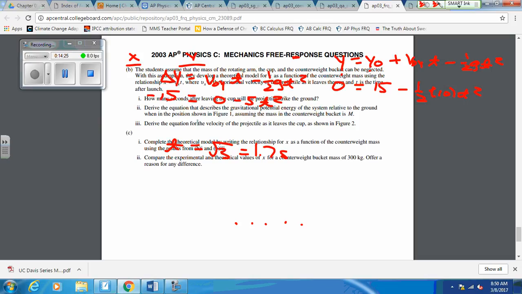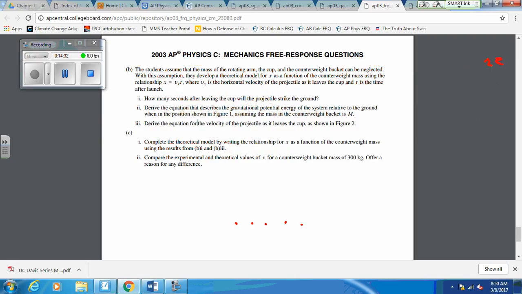Write an equation that describes the gravitational potential energy of the system relative to ground when it is in the position shown in figure 1, assuming the mass in the counterweight bucket is m, and then derive the equation for the velocity of the projectile as it leaves the cup as shown in figure 2. Okay. So reading this, I know I'm going to have to go back and do gravitational potential energy.